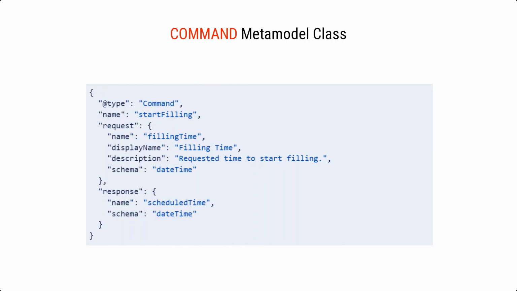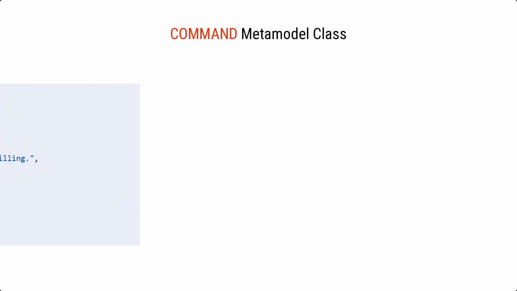And then we have the command Metamodel class. A command class enables you to describe a function or operation that can be performed by a physical entity. A command in DTDL can take inputs and return a response. Here is an example of a command element specifying an instruction to start filling at a specified time. The command returns the scheduled filling time as a response.